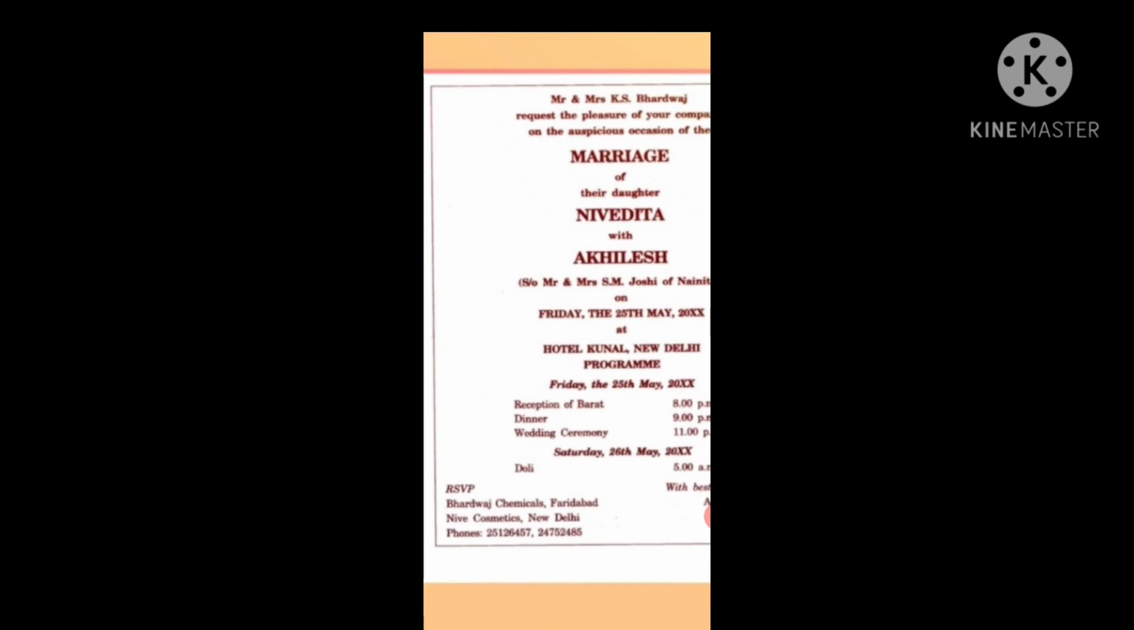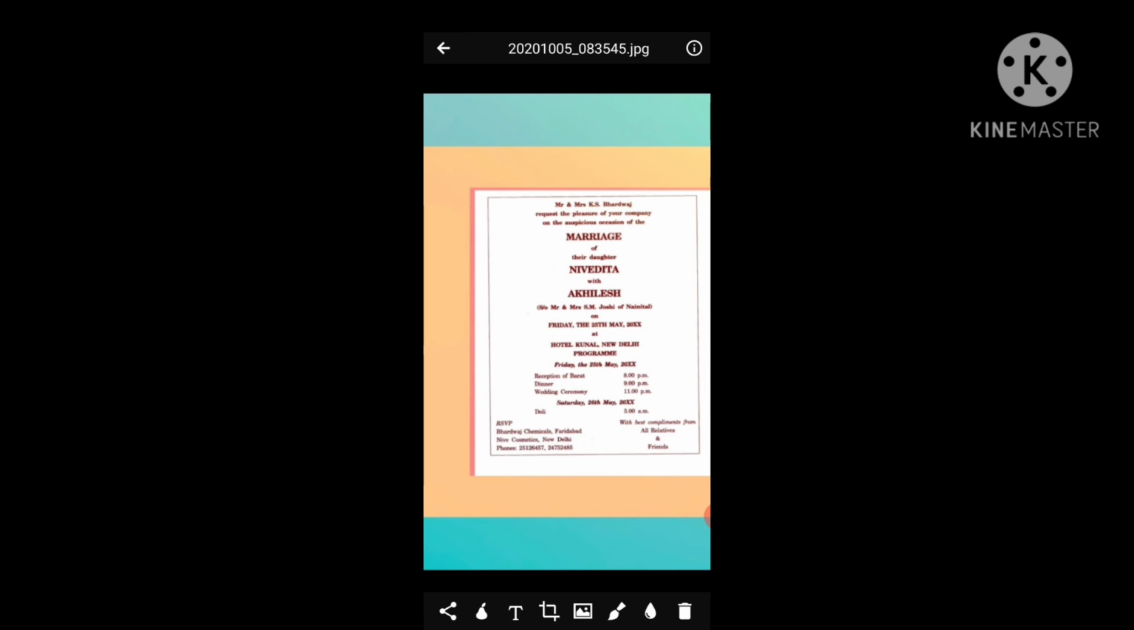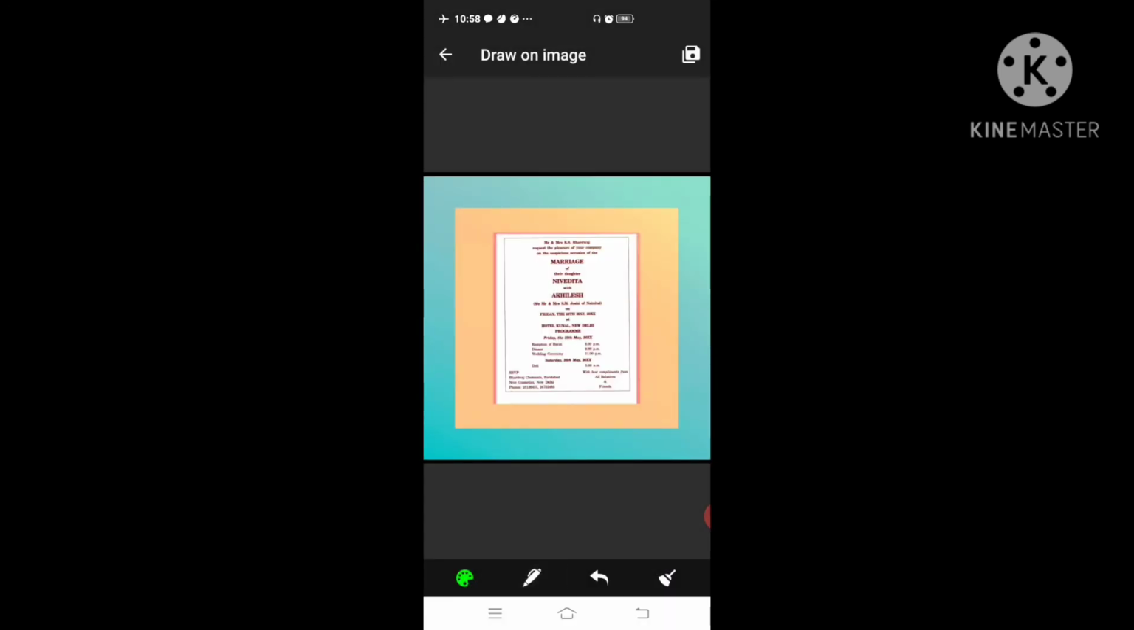Okay, now see over here, we are arranging the marriage function at Hotel Kunal, but the RSVP address is different because it is the home address, and we have to mention the home address while writing the invitation. In my first video I have already explained that whenever we are writing an invitation, we are inviting someone to a hotel or somewhere, but in RSVP we have to mention our home address, because if someone is sending the reply, he or she can send it to our house. So Bharadwaj Chemicals, Faridabad, New Delhi, phone number. Okay, and with the best compliments from all relatives and friends, or we can write Bharadwaj family, or some special requests, some special names, or family members' names we can mention over here.